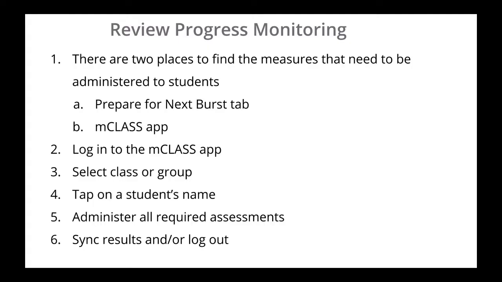Okay, let's take a minute to review the steps for progress monitoring students receiving M-Class intervention. As a reminder, there are 2 ways to find the measures that need to be administered to students. You can go to the Prepare for Next Burst tab, or you can go directly to the M-Class app. When you're ready to progress monitor, go ahead and log into the M-Class app, select your class or group, tap on a student's name, and then administer all required assessments to the student. And don't forget to sync your results and/or log out when you're done.